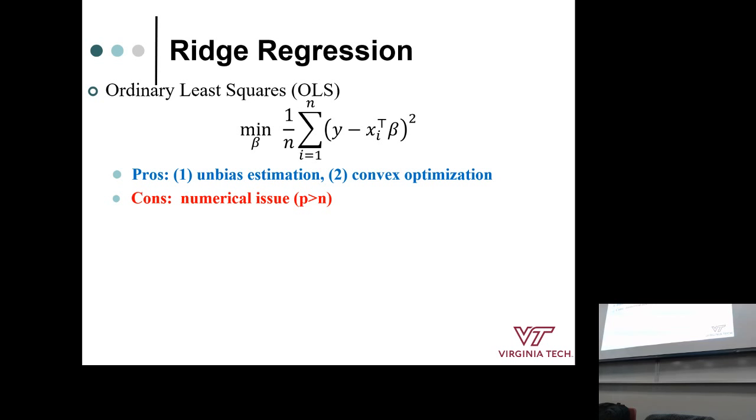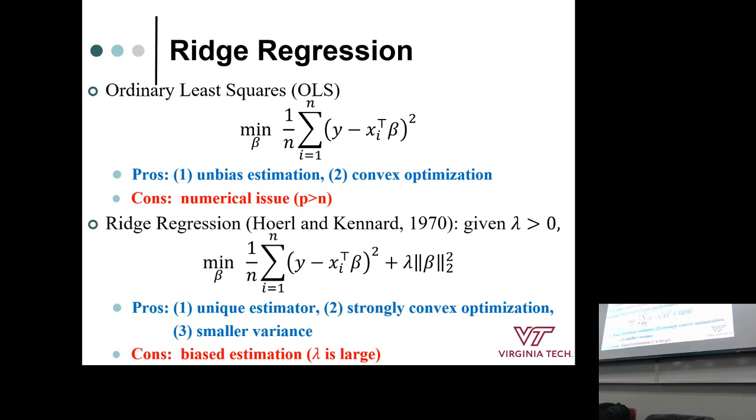Suppose you have more features than data points. This means if you take the gradient, you will see the linear equations involved here can be underdetermined. This means you have more variables than the rows you have, which causes some numerical issues. Essentially, this optimization problem might have an infinite number of solutions, right? So which one should we choose?